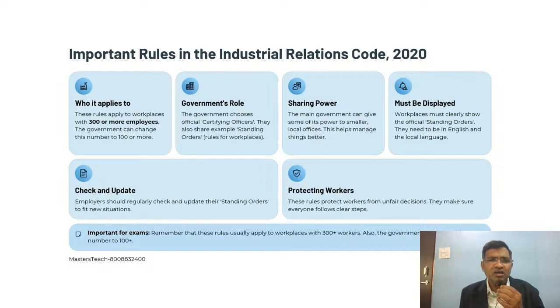Then, the important rules in the Industrial Relations Code 2020. The standing orders are applicable to workplaces where 300 plus workers work. Even the government can change it to apply up to 100 people also. The government chooses the official certifying officer. They also examine the standing orders. The main power can share its power with local offices. This helps to manage things.